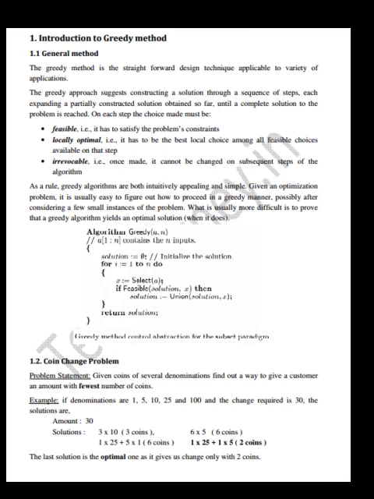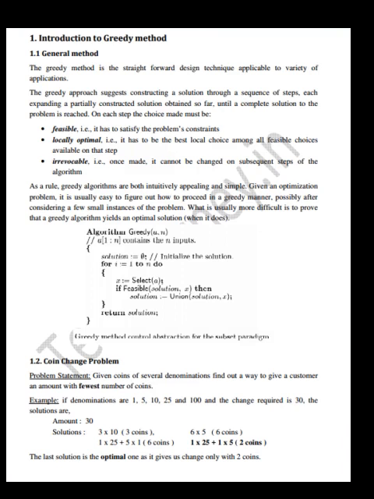On each step, the choice made must be feasible, it has to satisfy the problem's constraints; locally optimal, that is it has to be the best local choice among all feasible choices available on that step; and irrevocable, that is once made it cannot be changed on subsequent steps of the algorithm.